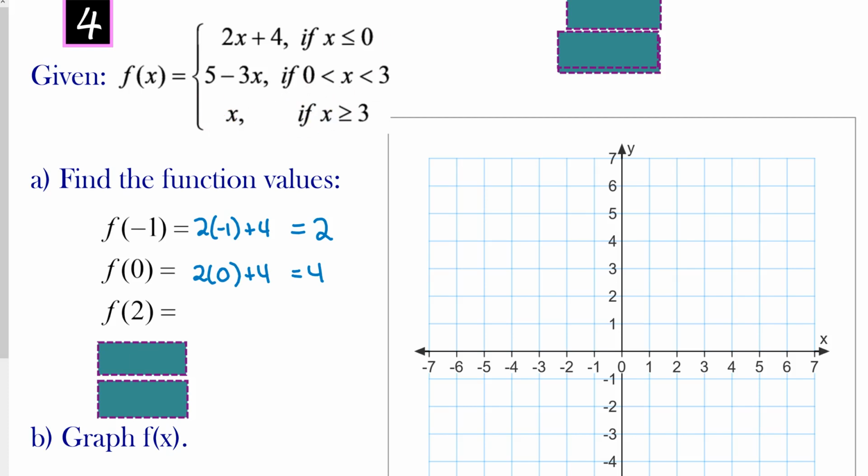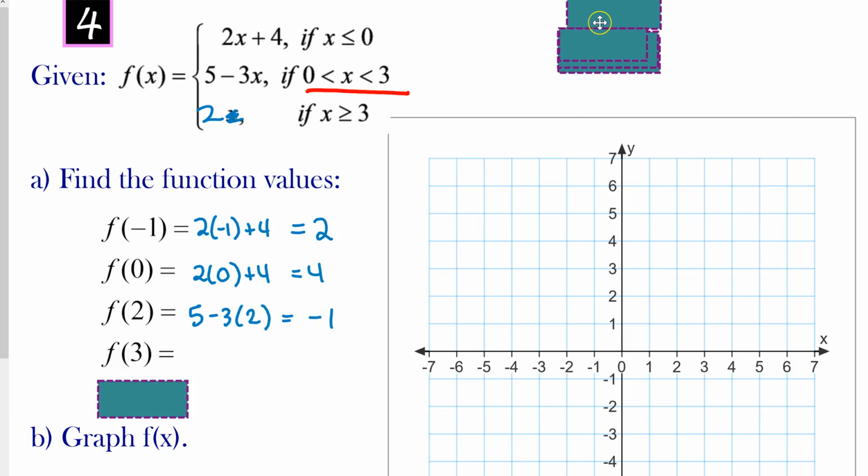Oops, I shouldn't have erased my 2. Okay. The next one is f of 2. So where do we put that? Well, 2 falls between 0 and 3, so we put that in the middle. So we have 5 minus 3 times 2, and that would be -1.